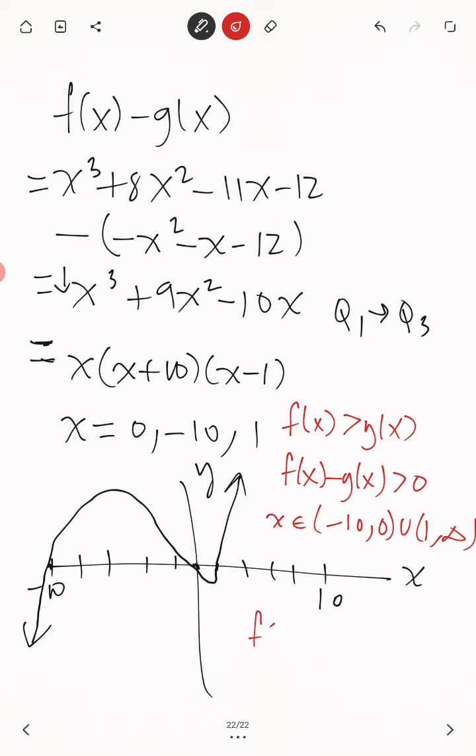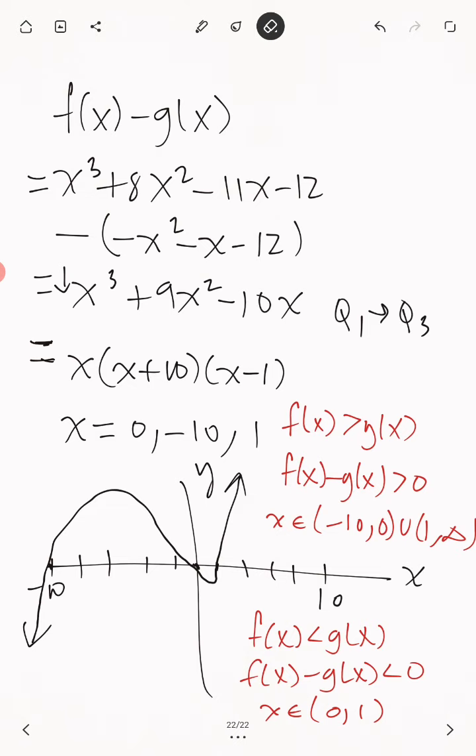And f of x would be less than g of x, where f of x minus g of x is less than 0, which means below the x-axis, and so the only interval where that occurs on this difference function is 0 to 1. So I end up with the same solutions as before, and in this case it looks like this method is actually a little bit cleaner and easier than the first method. Don't have to do quite as much graphing, which is nice.